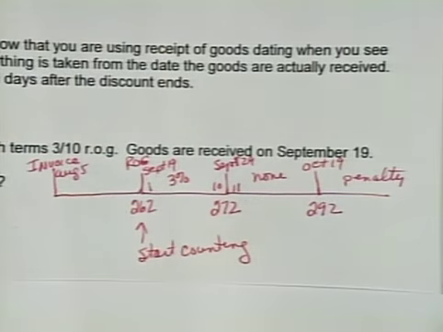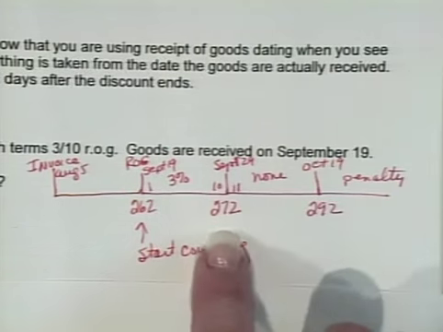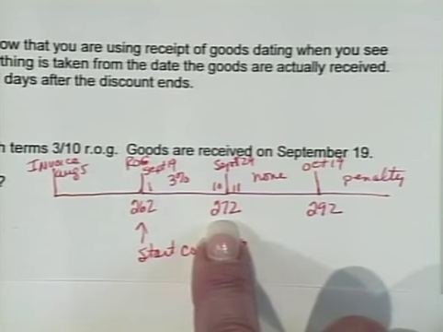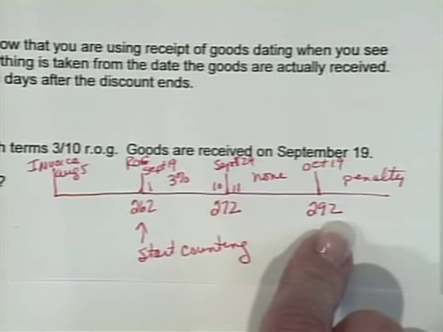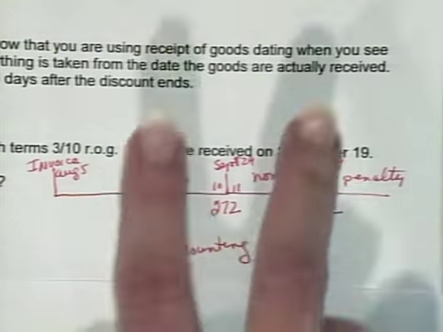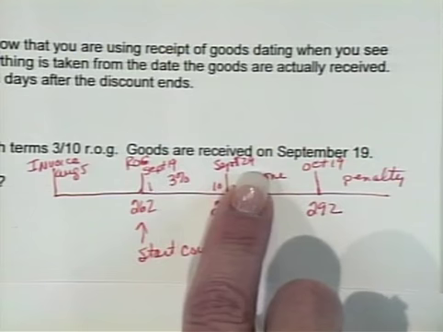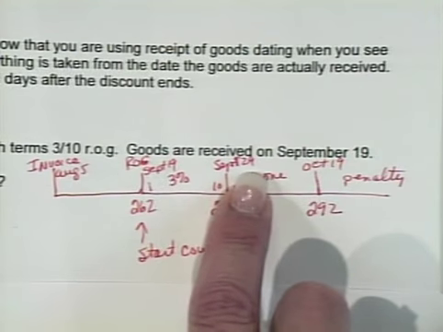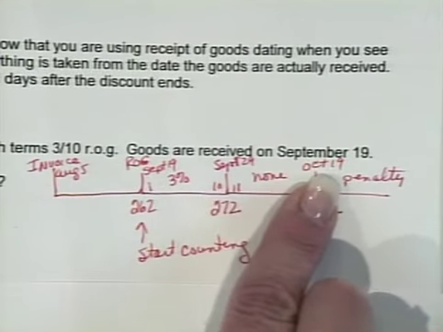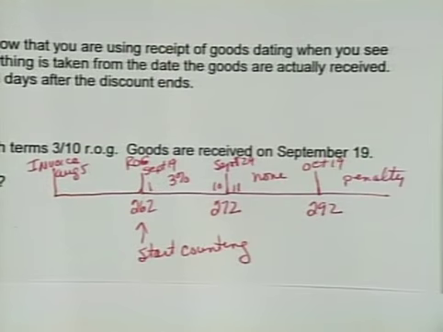We start counting on the receipt of goods, day 262. It's a 3% discount for 10 days. So the discount ends on day 272. And the net is due on day 292. You go to your table of days and realize that September the 29th is when the discount ends. October the 19th is when the net is due.